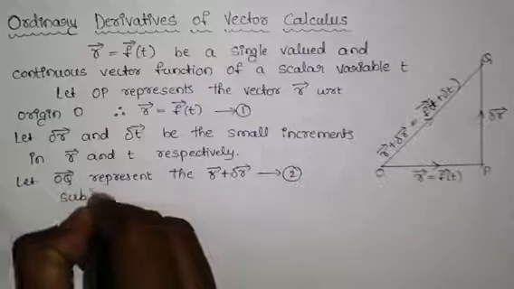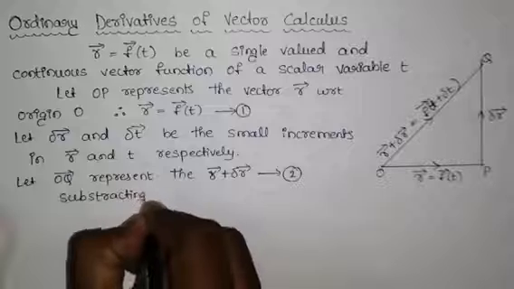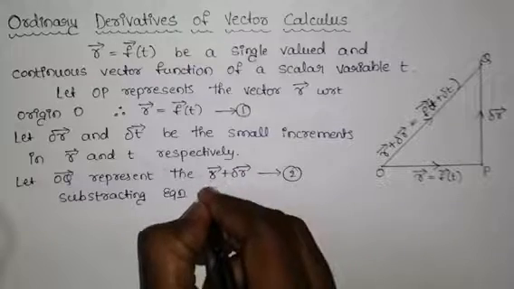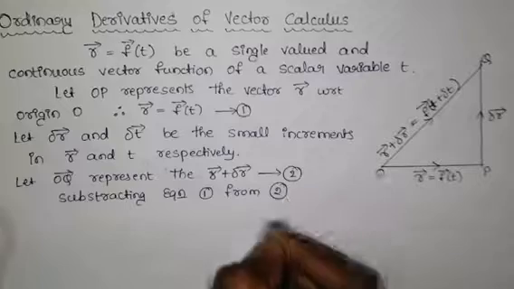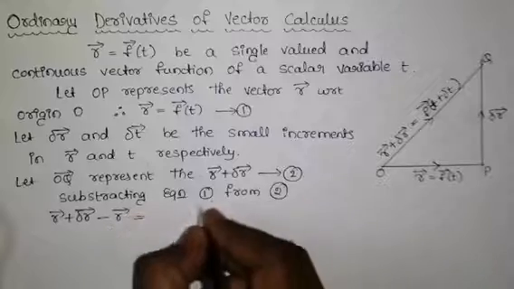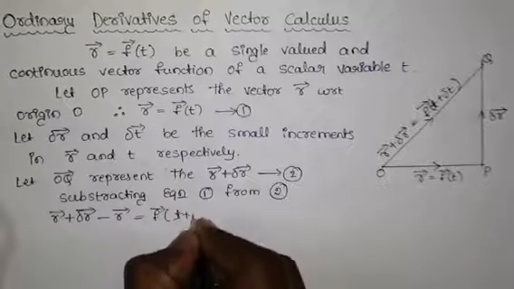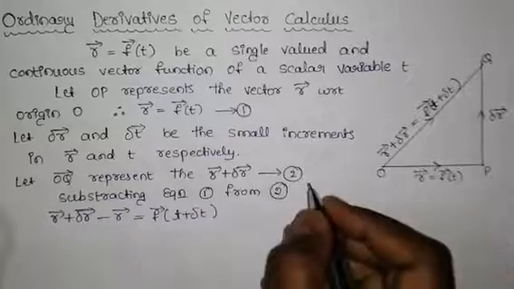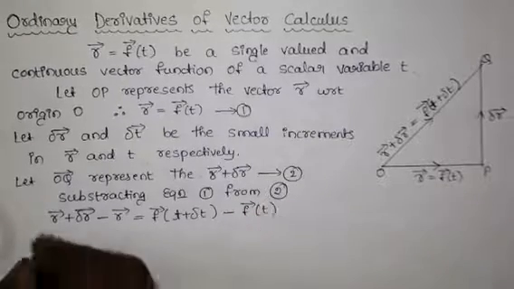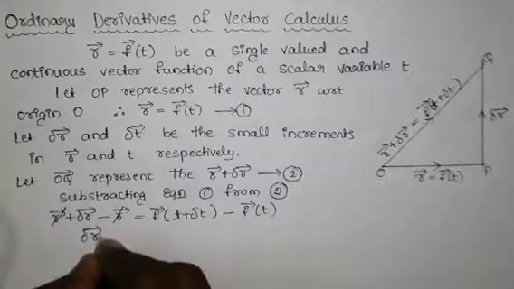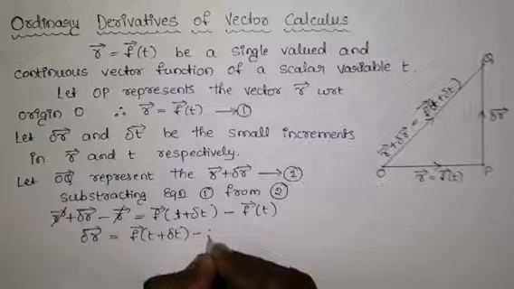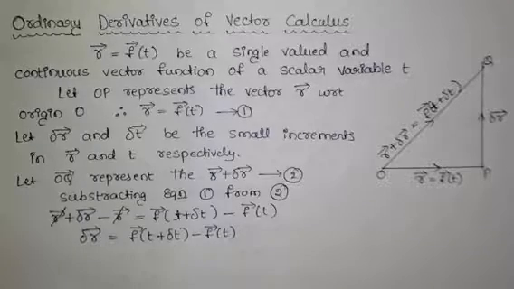Now subtracting equation 1 from 2, it gives vector r plus delta r minus vector r equal to vector f of t plus delta t minus vector f of t. So here r gets cancelled, that's why delta r gives vector f of t plus delta t minus vector f of t. Got it?